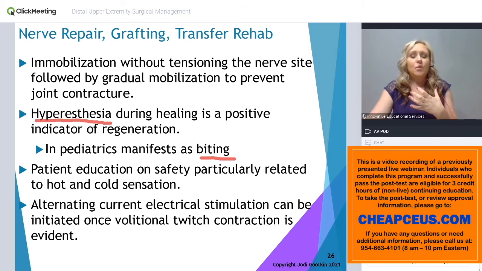So it's important to recognize for the family that they know, yes, it's positive sensations coming back, even though it's traumatic that your child is gnawing and maybe creating sores in their fingers that now also need to be addressed. As recovery is occurring, particularly related to sensation, we need a lot of patient education to avoid other injuries, particularly related to hot and cold. And once there is some volitional movement in terms of motor response, we can start using our alternating current electrical stimulation.